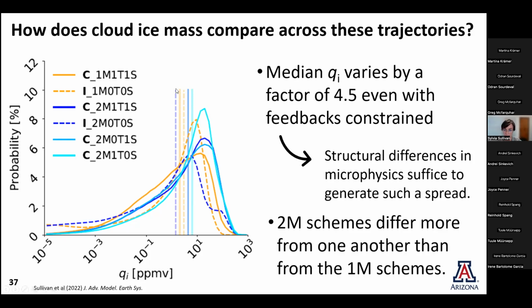And it's also maybe interesting to note that, again, using the median as our metric, the 2-moment schemes in blue differ more from one another than the 1-moment schemes. So as we move towards these more sophisticated schemes, there's also the potential that we increase this variability.